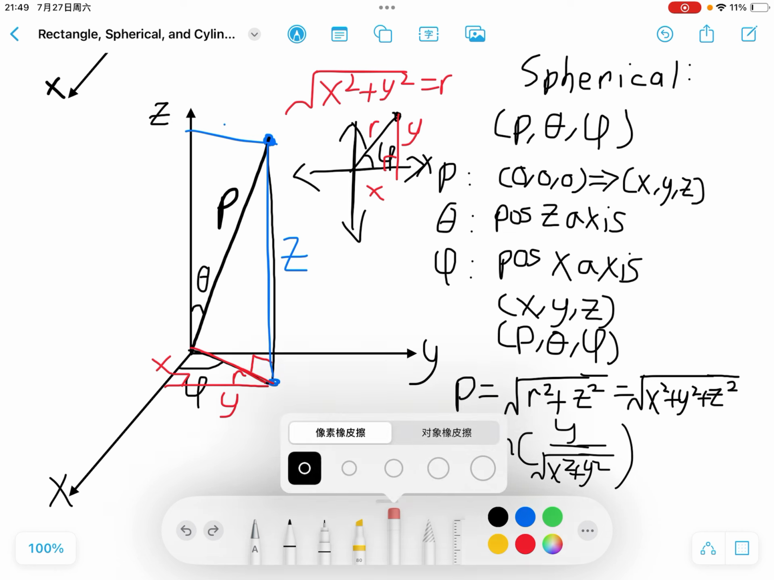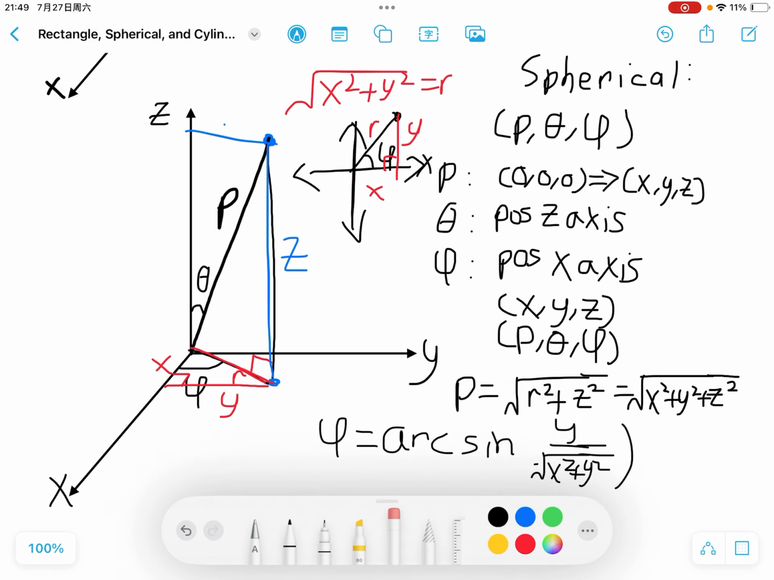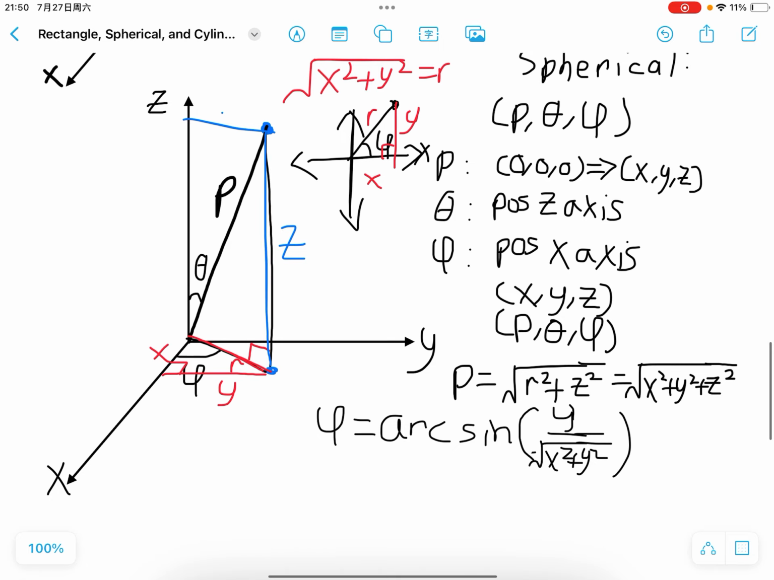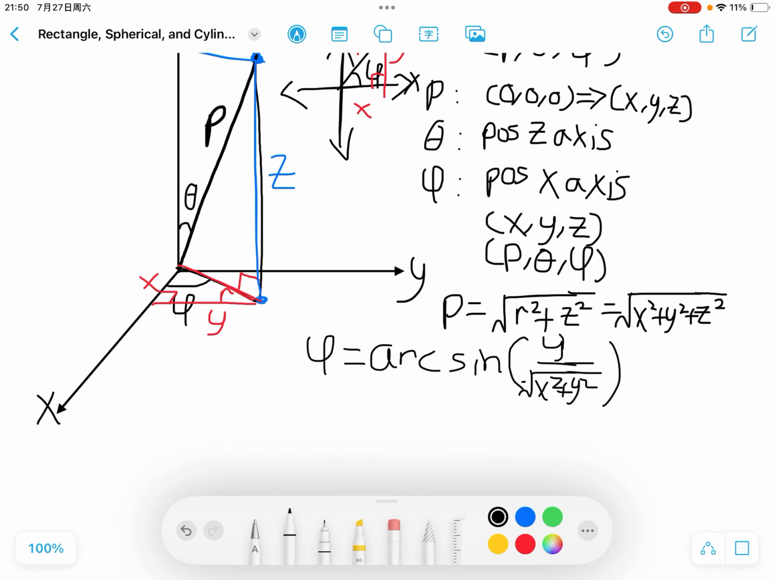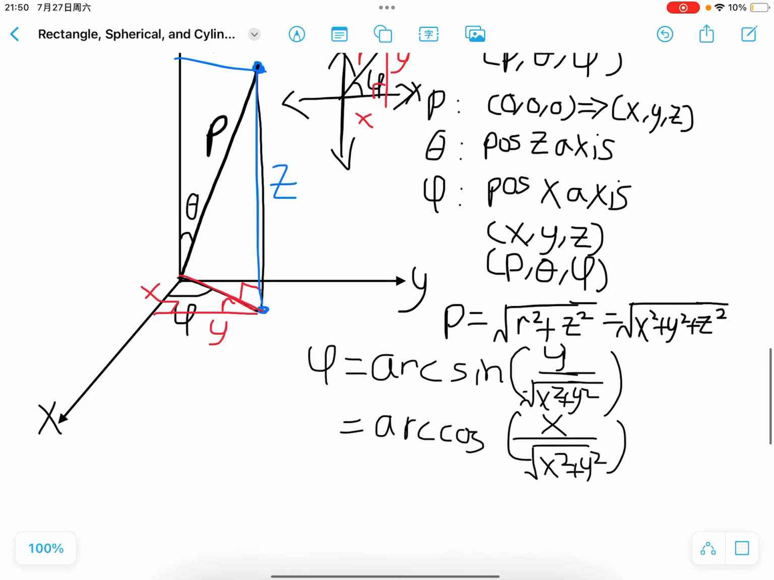So that's one possibility that we can use to calculate phi. Sometimes maybe you only have r and you don't have y. Or maybe you just like cosine more, then you know that phi is also equal to arc cosine of x over root x squared plus y squared. So why is this true, right?